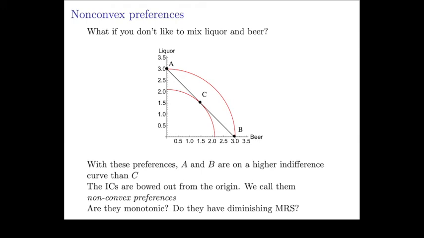Now, are these preferences monotonic? I think they are. They're not inconsistent with the idea of more is better. But do they have diminishing marginal rates of substitution? And that's not really true.